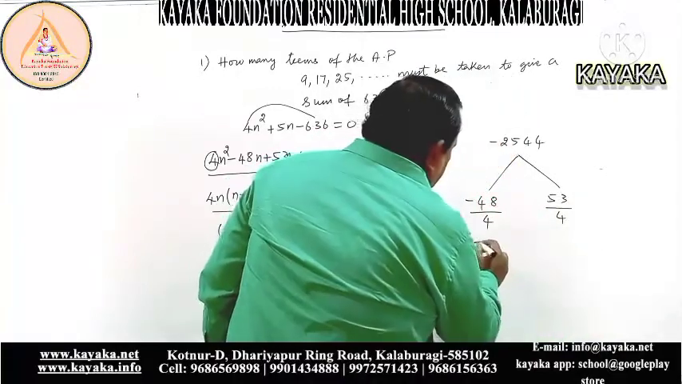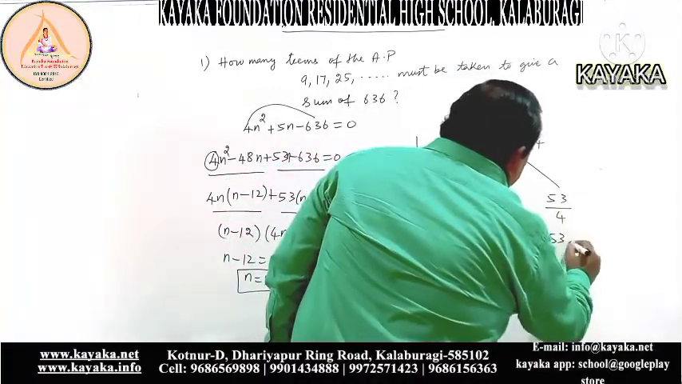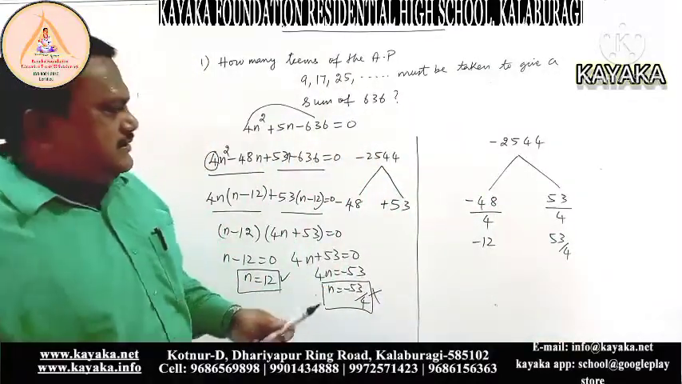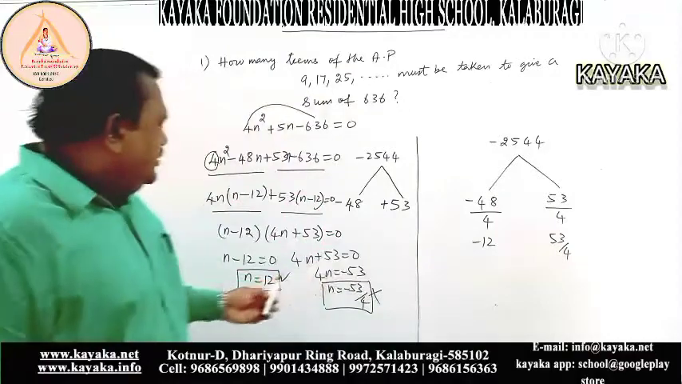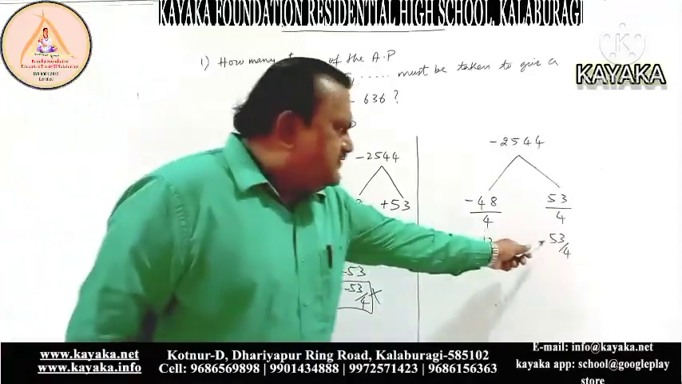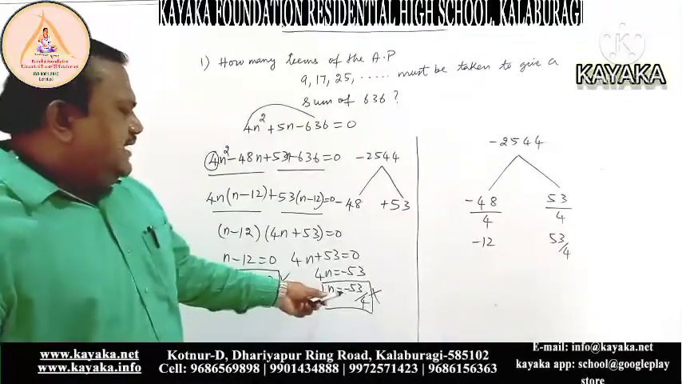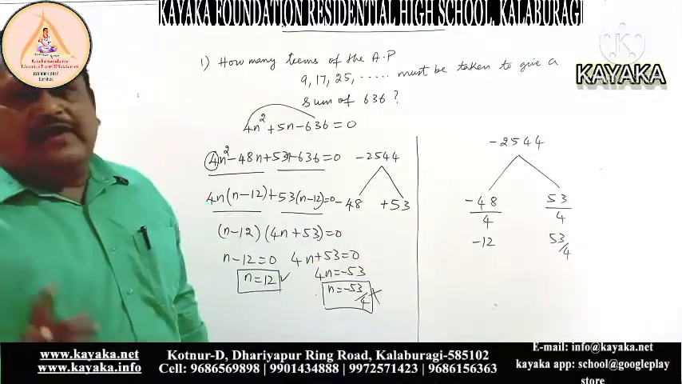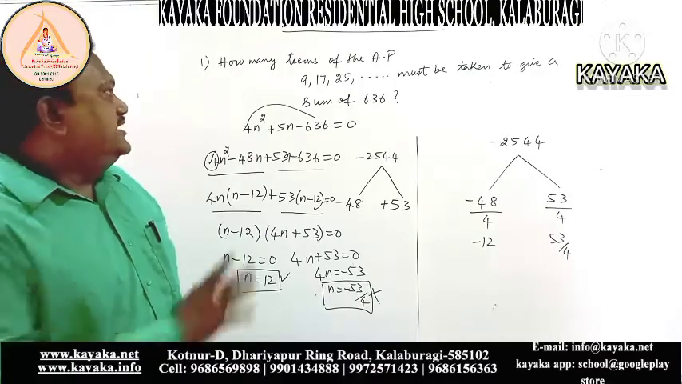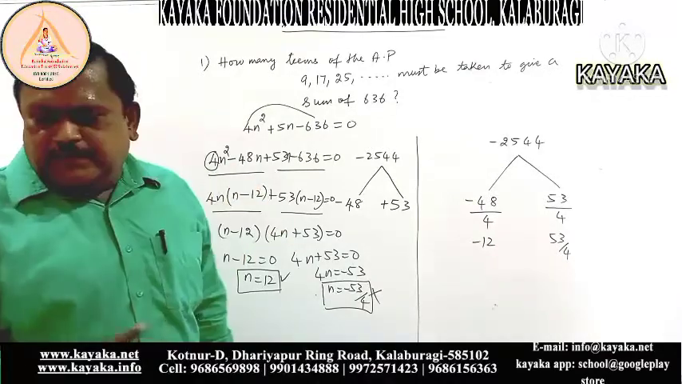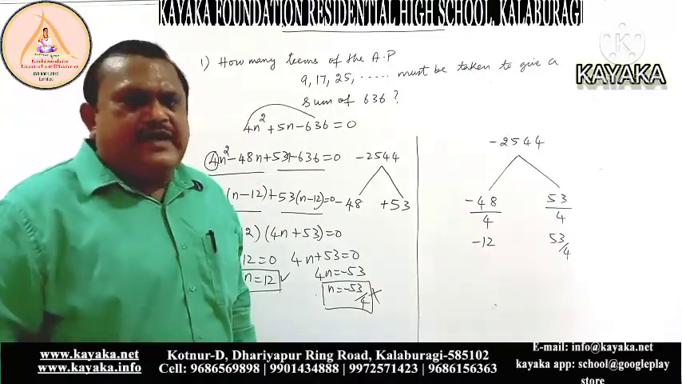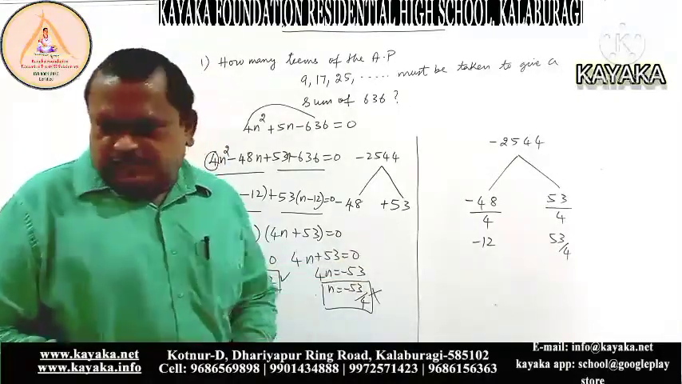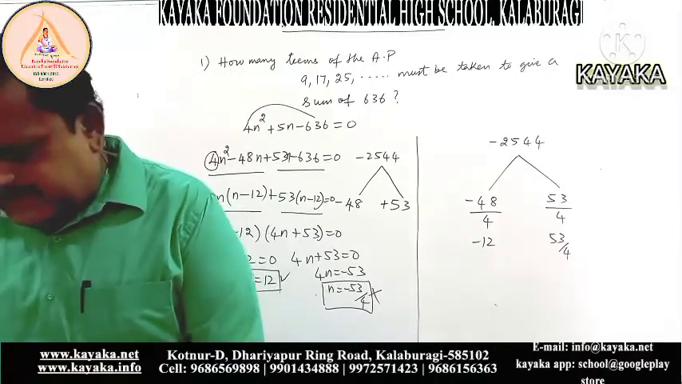If you divide, you will get here minus 12. Here you will get 53 by 4. The final answer you will get with the opposite sign. Here it is minus 12 means you will get plus 12. Plus 53 by 4 means you will get minus 53 by 4. Therefore, like this you can check your answer whether it is correct or not. Okay, dear children, this is the first problem. Very interesting problem. Practice it once again. Next one more problem we'll do.